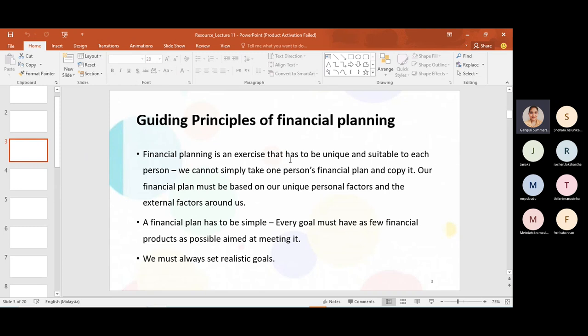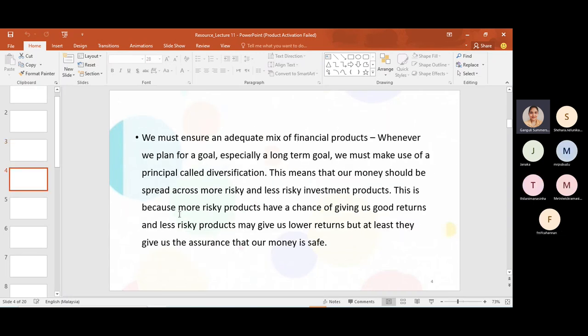So we discussed that it should be unique and suitable to each person. It should be simple. The financial plans should be simple, and we must always set realistic goals. Okay, and this is the next main principle in financial planning.